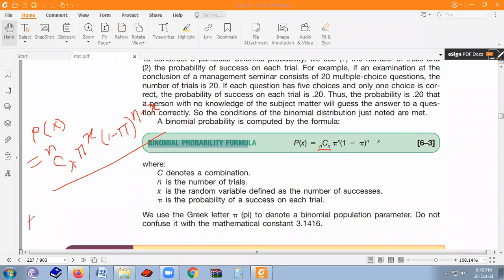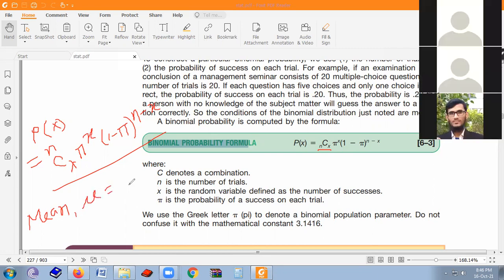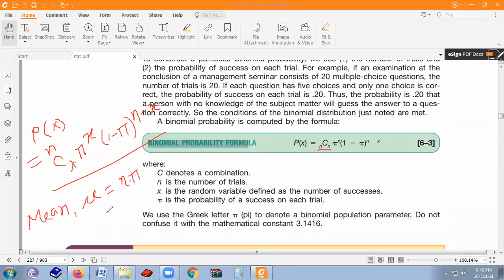So the mean for this distribution is mu equals n into pi. We have to multiply n into pi, then we will get the mean for this distribution. And the variance sigma square equals n pi into 1 minus pi. This is our variance, and we know standard deviation equals root over variance, so root over n pi into 1 minus pi.